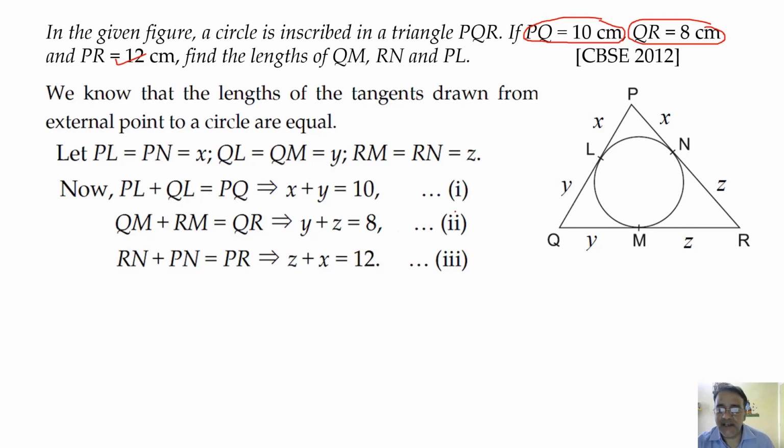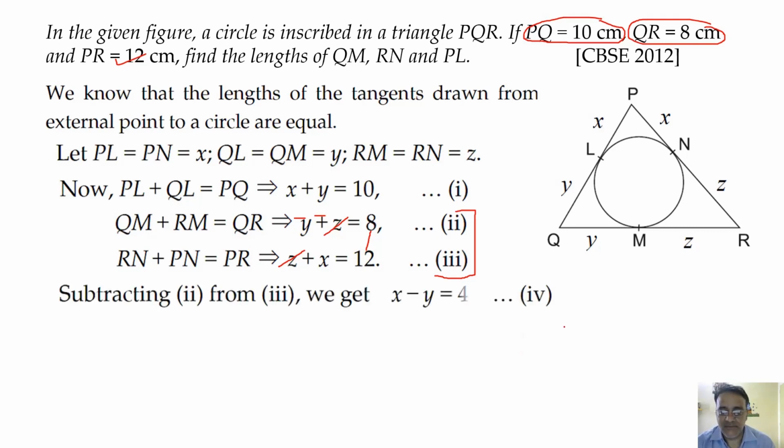अब यहाँ पे क्या कर रहे हैं हम लोग? What I will do, I will subtract these two. Subtract 2 from 3. So if you subtract, these two will be cancelled. ये दोनों का sign minus होगा. Right. 3 minus 1 कर रहे हैं. And the difference between these two is 4. So we'll get x minus y is equal to 4. This is clear? Let it be the fourth equation.